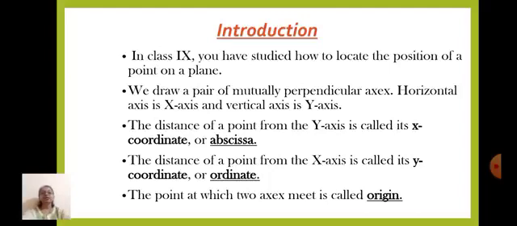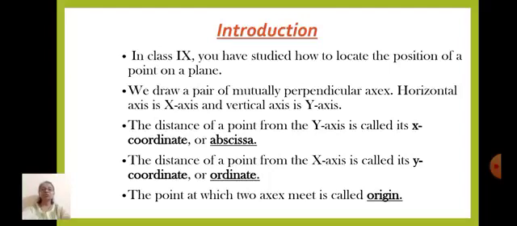Point number 1. In class 9, you have studied how to locate the position of a point on a plane. We draw a pair of mutually perpendicular axes. Horizontal axis is called x-axis and the vertical is called y-axis. And the distance of a point from y-axis is its x-coordinate. And what is the other name of x-coordinate? Abscissa, right? And the distance of a point from x-axis is its y coordinate and the other name of y coordinate is ordinate, right?